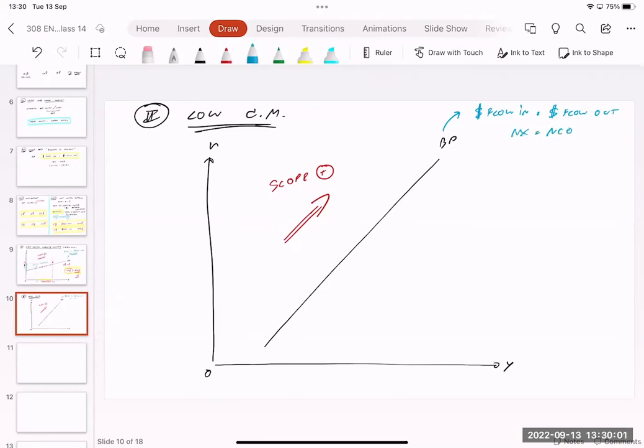Okay, so starting with point A, if GDP equals Y1, and the real interest rate... wait. What happened to my pen?